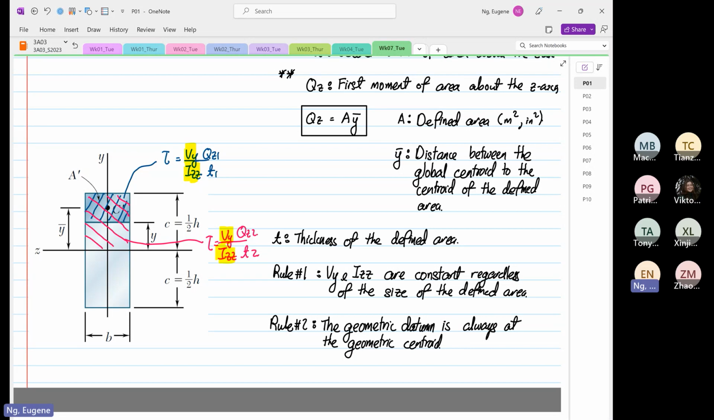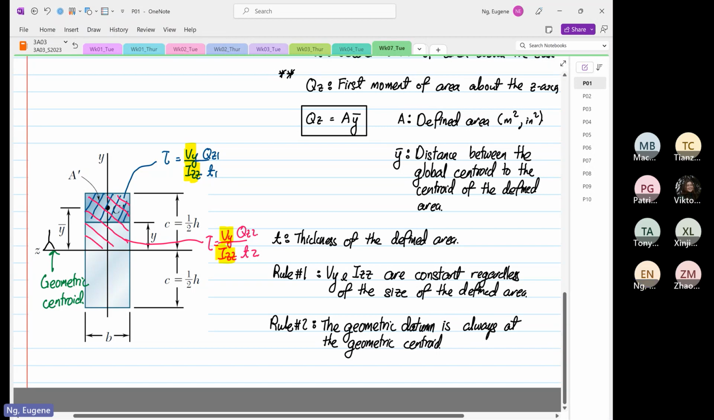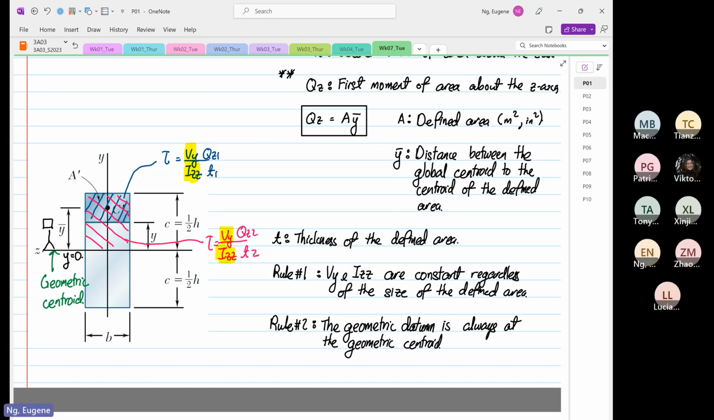So what this means is this is our geometric centroid, and this is our geometric centroid. Why do I specify the word geometric centroid? Because the centroid is defined based on geometry. Our datum, the symbol that we draw for datum, is this symbol. That is our datum. At this line over here, y is always equal to 0.